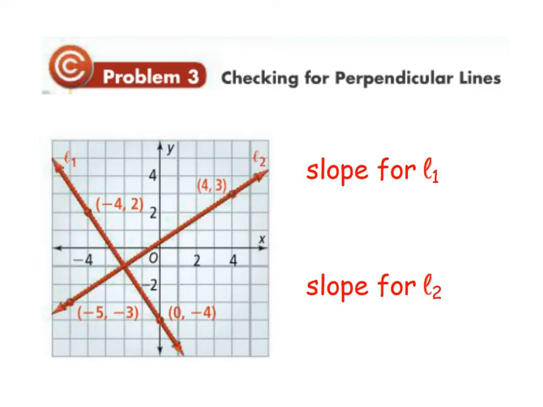Okay, so we talked about parallel. Let's now talk perpendicular. Let's find the slope of these lines here. These lines look like they'd be perpendicular. Let's check that. The slope for line 1.